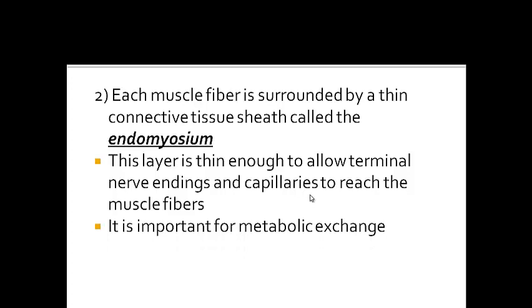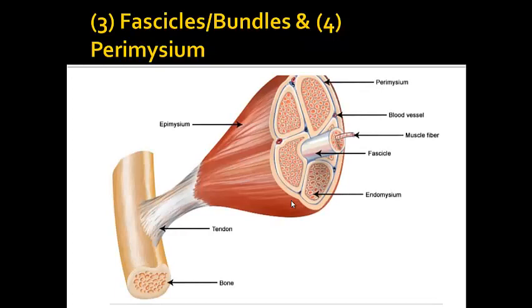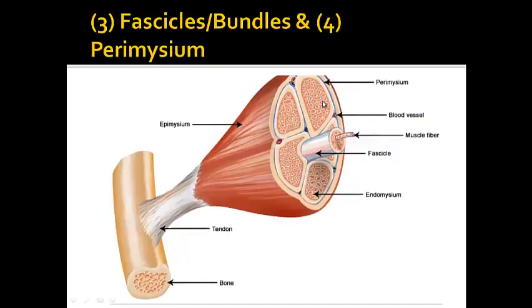And obviously this is important for metabolic exchange and metabolic processes. Now, what happens next is that I'm going to have multiple muscle fibers grouped together. So if you look inside the muscle, you'll notice that it is divided into subsegments, and each segment is made up of multiple muscle fibers grouped together. When you have multiple muscle fibers grouped together, this is referred to either as a fascicle or a bundle.